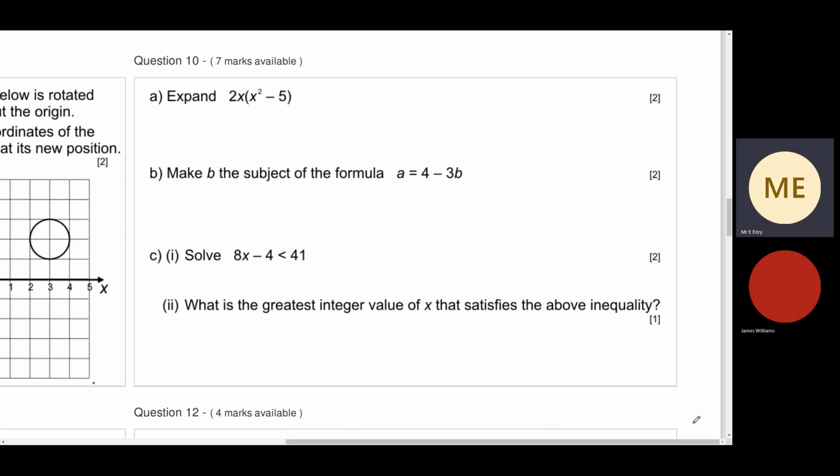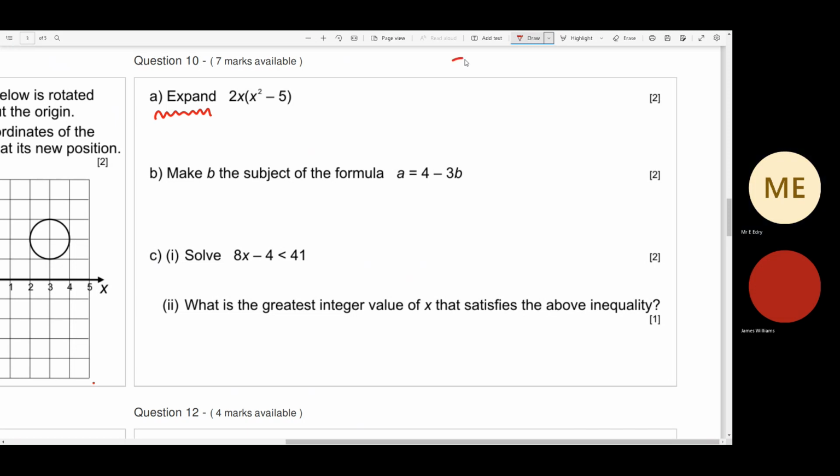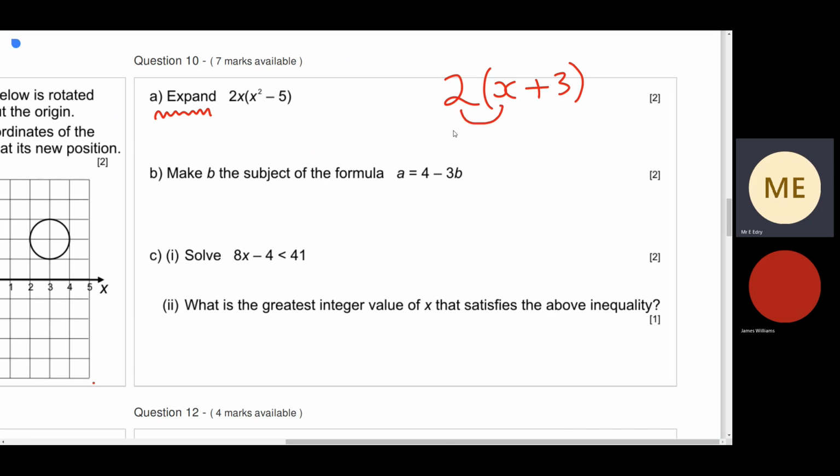If we look at this one now, so we want to expand the brackets, okay? So we'll do some easier ones first, okay? If I asked you to expand 2 bracket x plus 3, you would need to do 2 times x, which is 2x, and then 2 times 3, which is 6, and there's a plus in between, okay? So we'd have to do 2x plus 6.